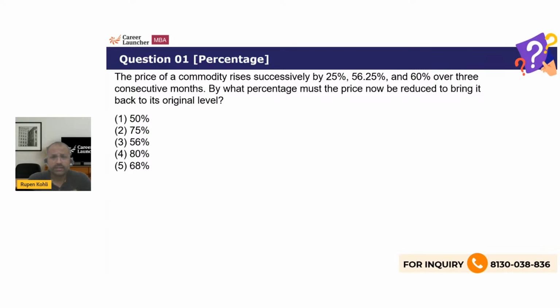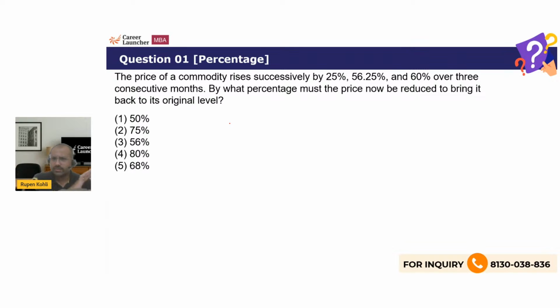The price of a commodity rises successively by 25%, 56.25%, and 60% over 3 consecutive months. So there's a question of percentage change on a successive basis, right? Successive percentage change. By what percentage must the price now be reduced to bring it back to its original level? So we need to get back where we started from. There are two ways to do this. Either you start with a number, let's say mostly people take 100, work on that and find the consecutive values, or use a multiplying factor approach, right?